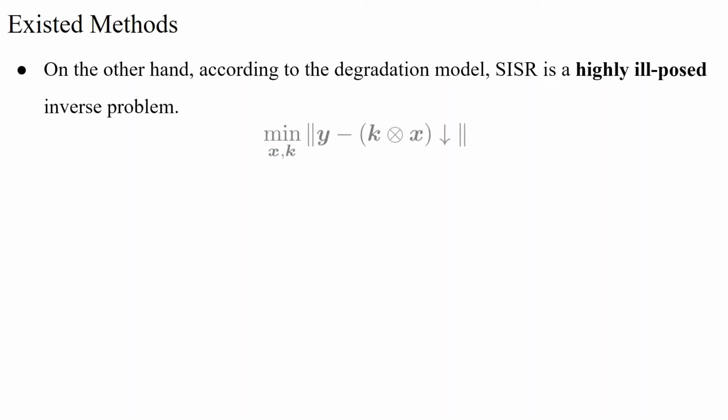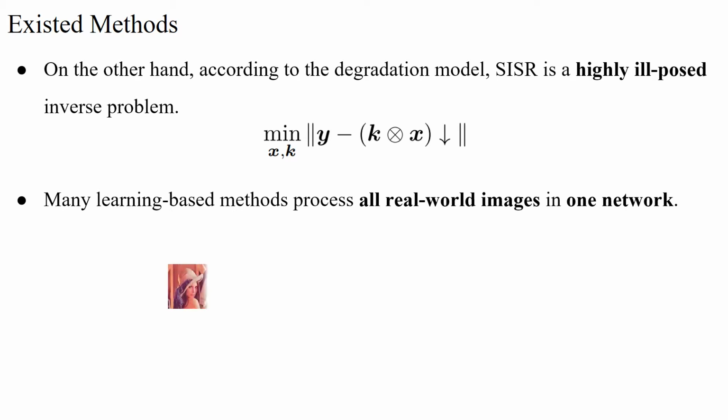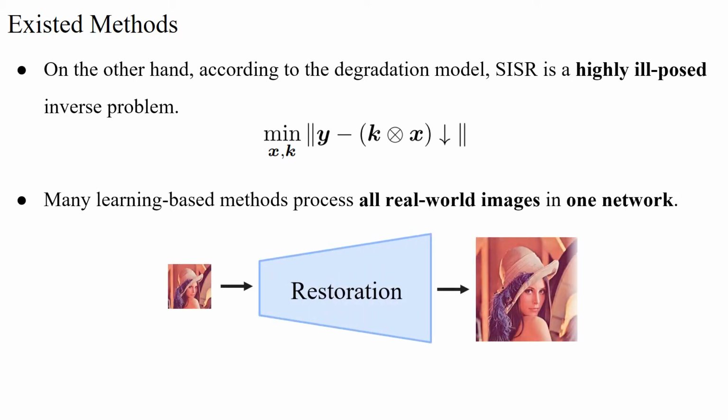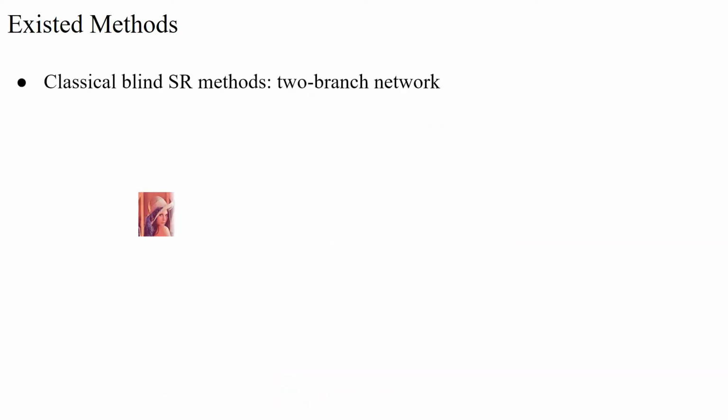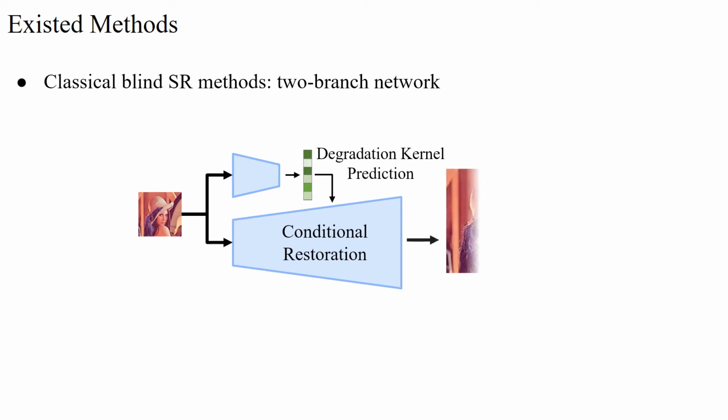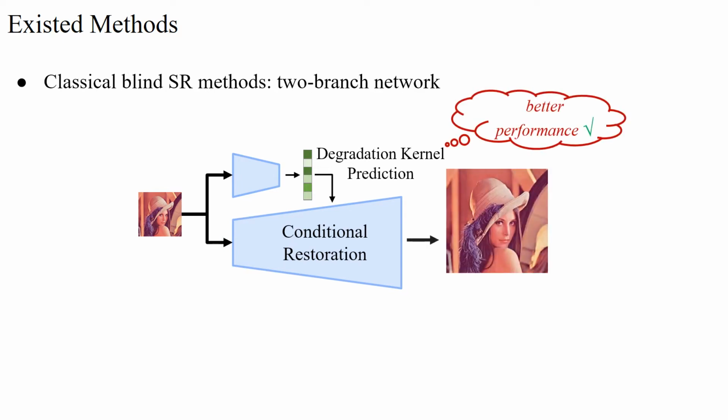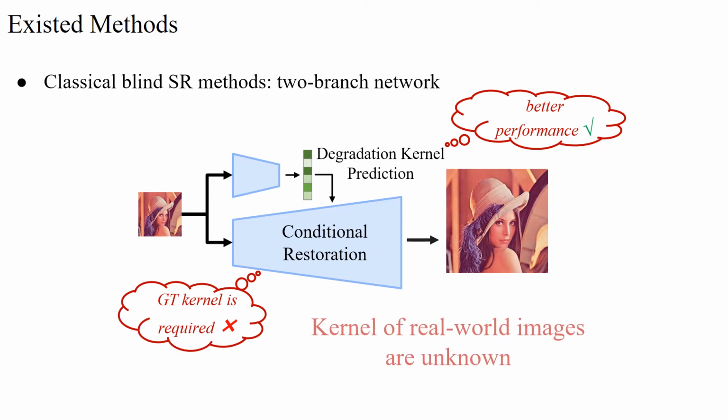On the other hand, according to the degradation function, SR is a highly ill-posed inverse problem. Many learning-based methods process all real-world images in one network. This ignores the degraded kernels. There are some classical blind SR algorithms that use a two-branch network to estimate the degradation kernel, thus achieving better performance. But this method needs ground truth kernel for supervision learning, while the kernels in the real images are unknown.